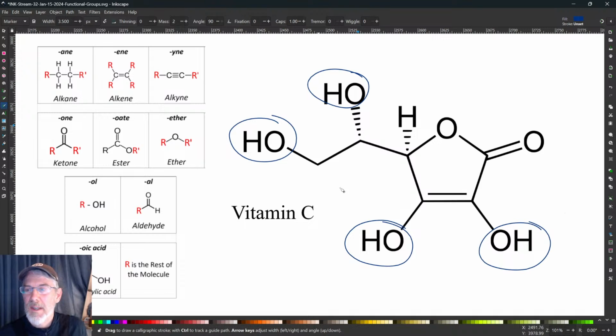All right, vitamin C. I'm looking at this. I have a carbon, oxygen, carbon double bond, carbon OH. So I'm not quite sure how I would really simply characterize this one. So I'll leave you to think about that.